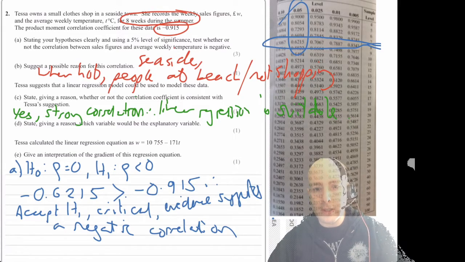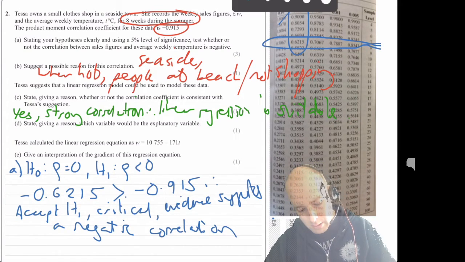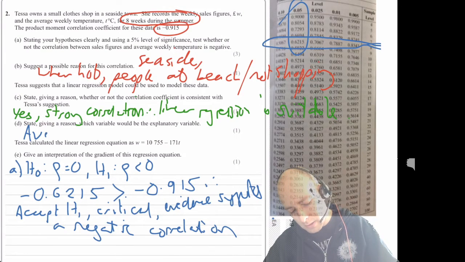Cool. Okay, state which variable will be the explanatory variable. Okay, so which is causing the other thing? So I think temperature is causing the sales to change. So explanatory variable is going to be our weekly temperature. Average weekly temp.